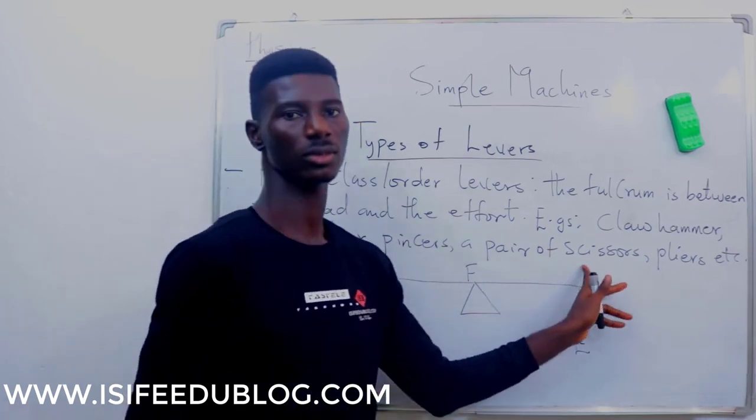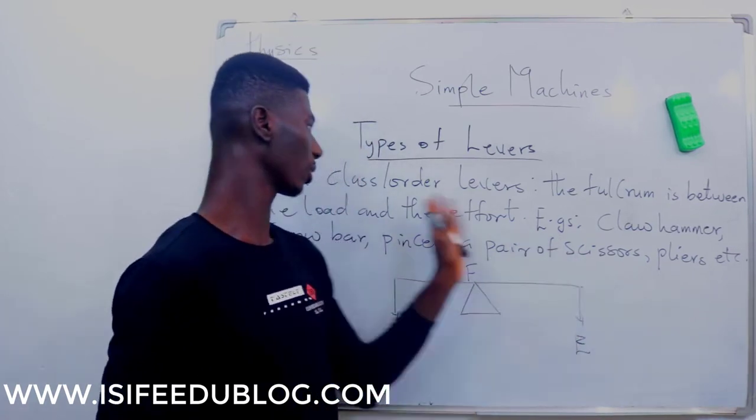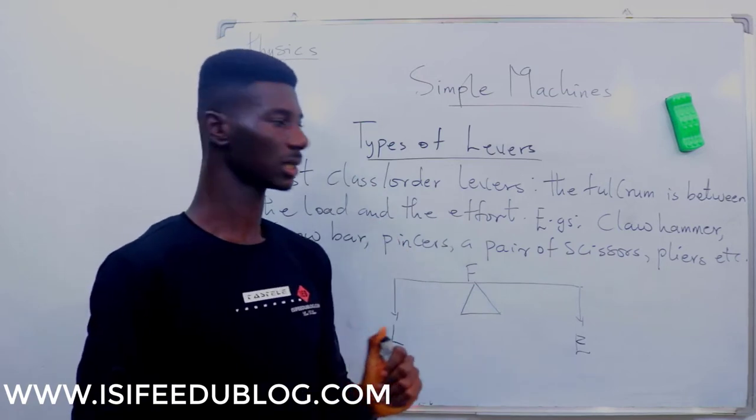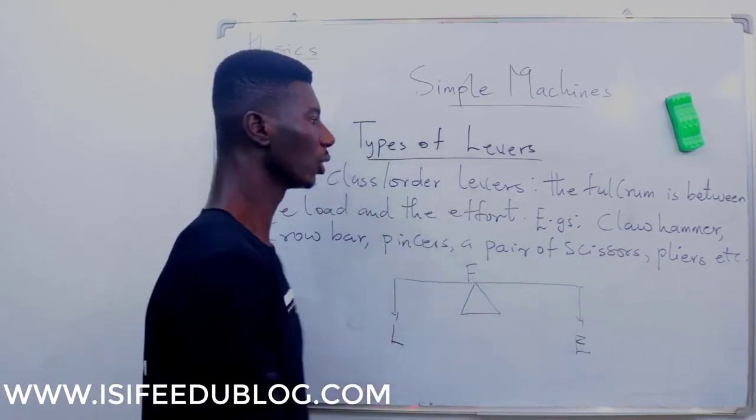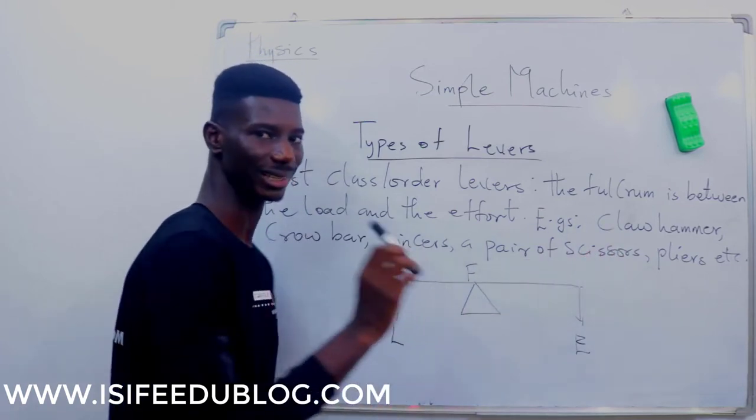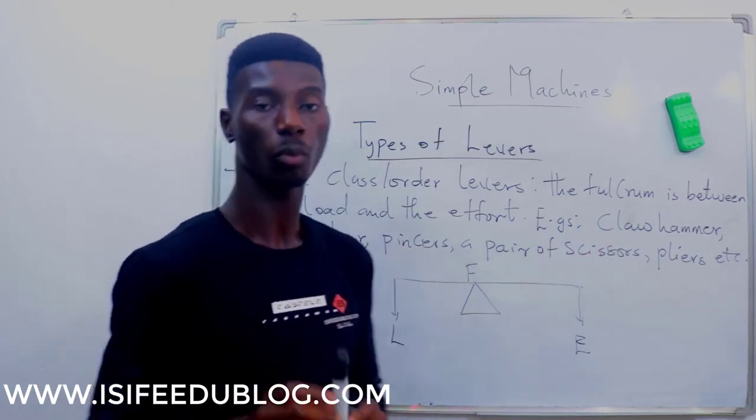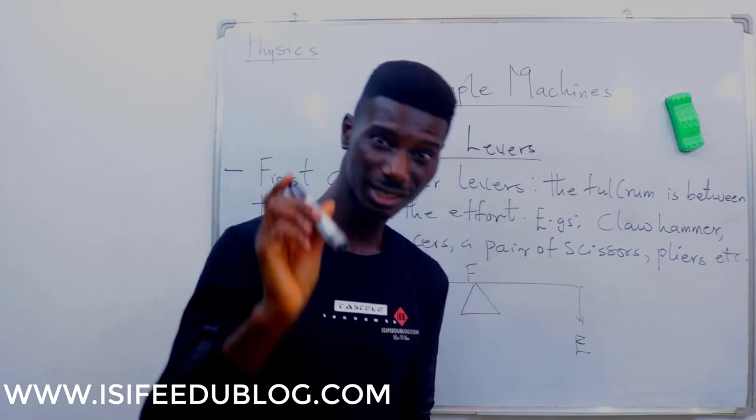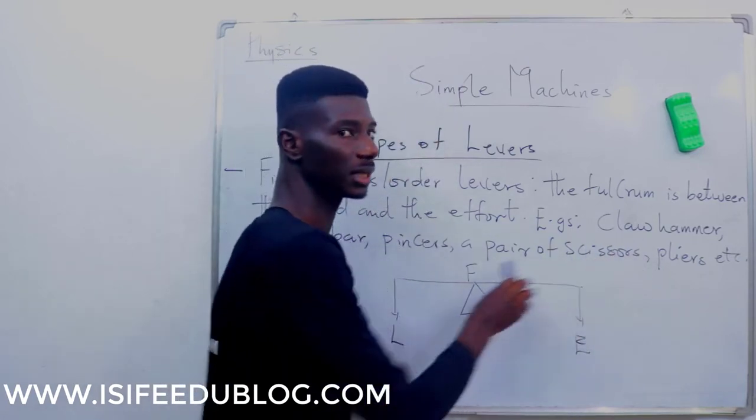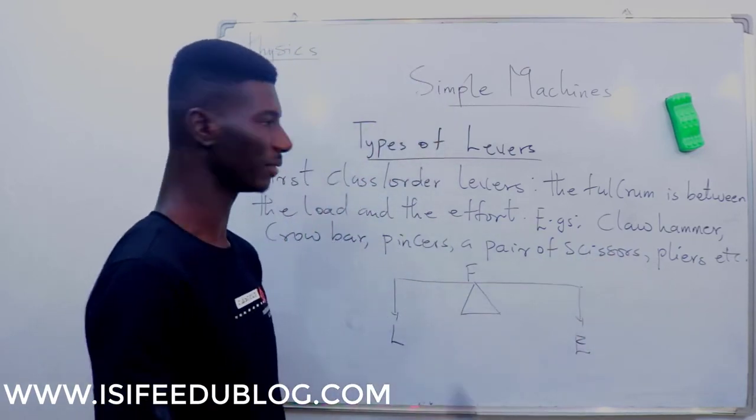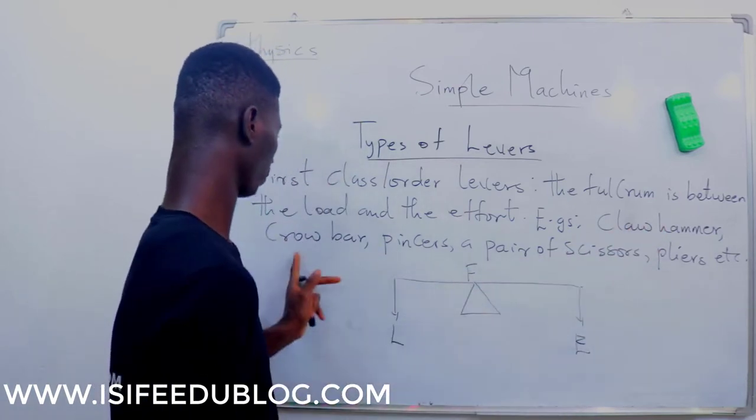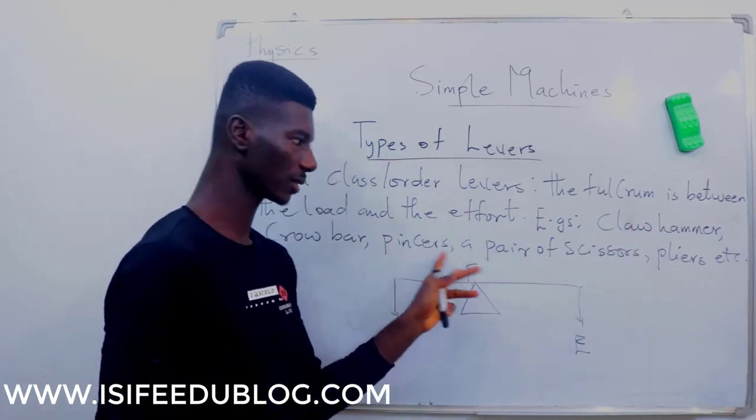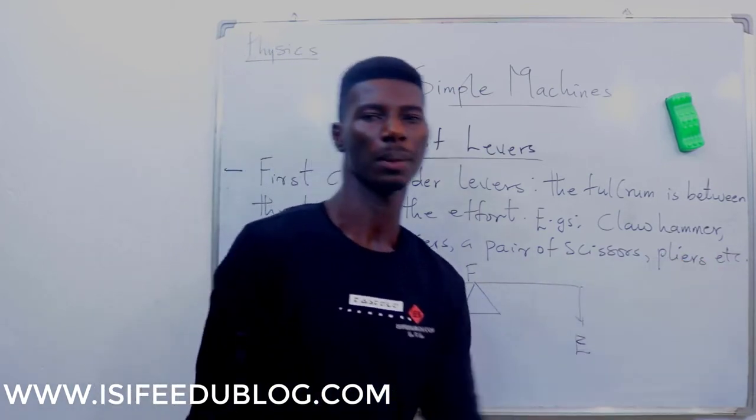A pair of scissors is also an example of a first class lever. They also have pliers. Please note these peculiar examples. If JAMB, WAEC, or post-UTME ask you questions, they will still pick from these examples. They will not leave any of them, so know them very well: claw hammer, crowbar, pincers, a pair of scissors, pliers.